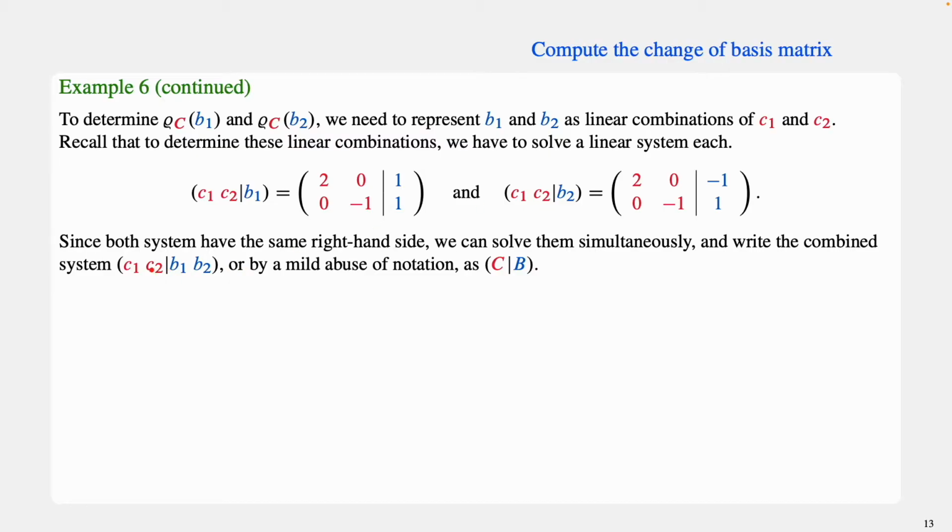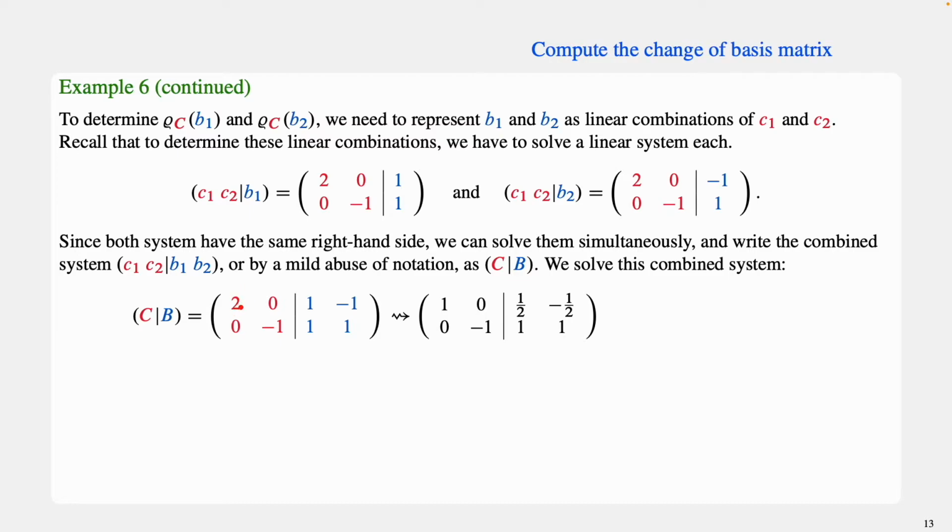And we write the combined system as this. So C1, C2 on the left-hand side, and both right-hand sides B1, B2 will be written at the same time in a matrix on the right-hand side. And by a mild abuse of notation, I'd simply write this as CB. And once more, I cheekily use the same letter to denote a basis, C and B in this case, and the matrix that contains these basis vectors as columns. And now we can solve this combined system, CB.